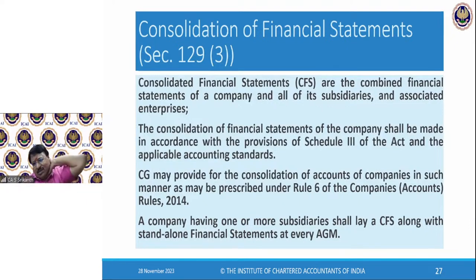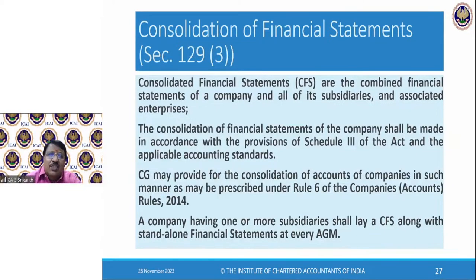Now, we are moving on to another topic called consolidated financial statements, CFS. Consolidation means bringing together under one head. So the holding company's balance sheet should swallow the financial statements of subsidiaries and associated companies. So the combined financial statements of your company and all its subsidiaries, the entire thing goes in.